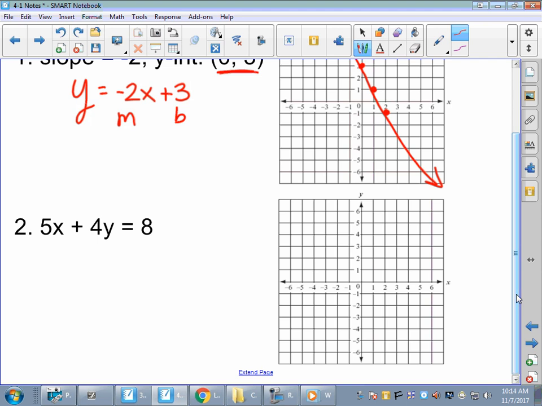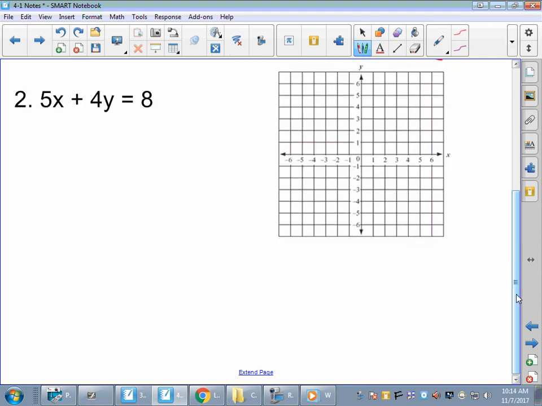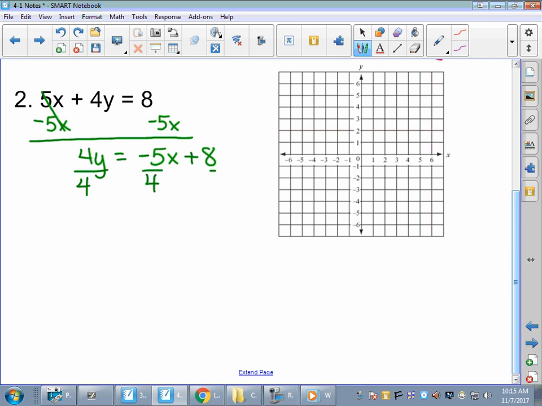Number 2 needs a little bit of adjustment. For number 2, we have to put it in that form. So to get it into slope-intercept form, I need to move over the 5x. And I get 4y is equal to -5x plus 8. I always want to put the slope first and then the y-intercept in the back. And then I'm going to divide everything by 4. Everybody gets divided by 4 to get rid of that 4. So we get y equals -5/4 x plus 2. 8 divided by 4 is 2.